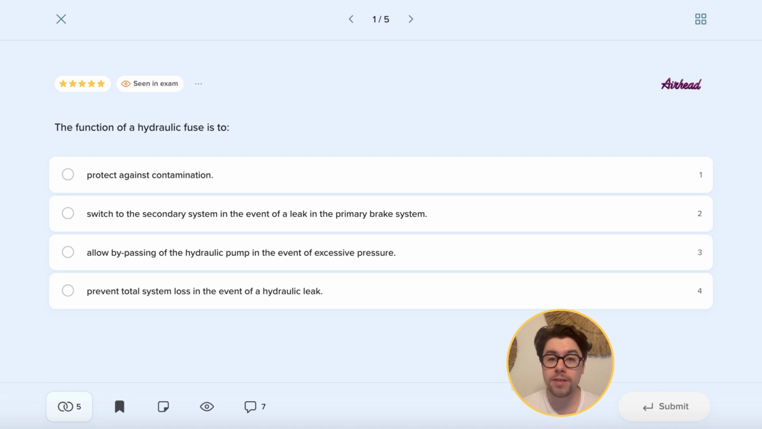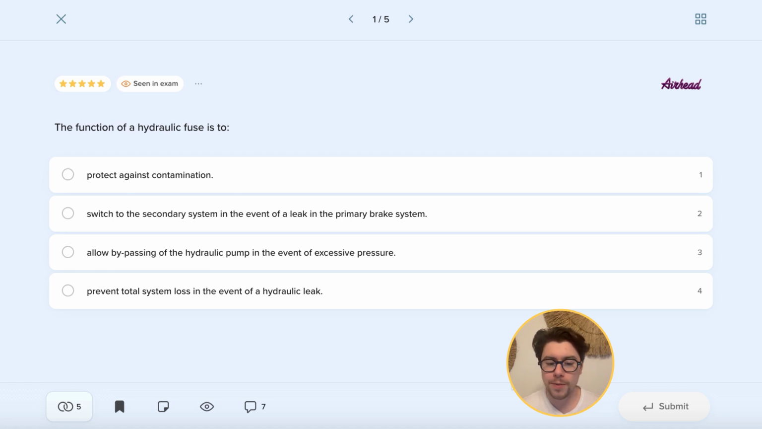Specifically, the topic of hydraulics. All the questions that you'll see now have been seen in the last 30 days in the actual EASA exams across all authorities. So let's jump into the questions, let's talk about the answers, and let's dig a little bit more in depth as to why the correct and incorrect answers are as they are.